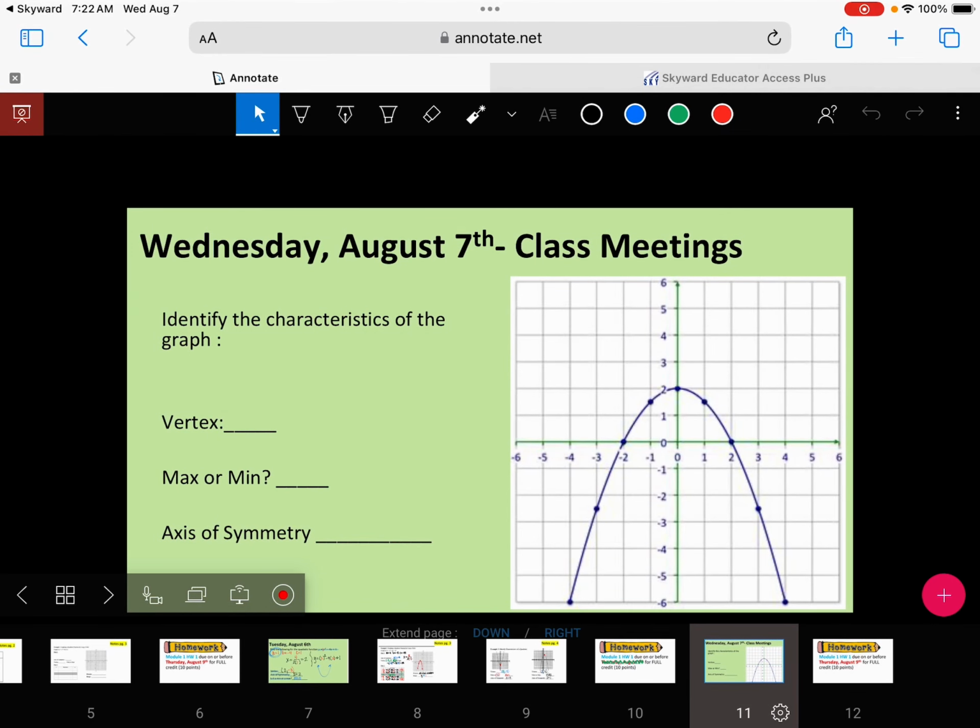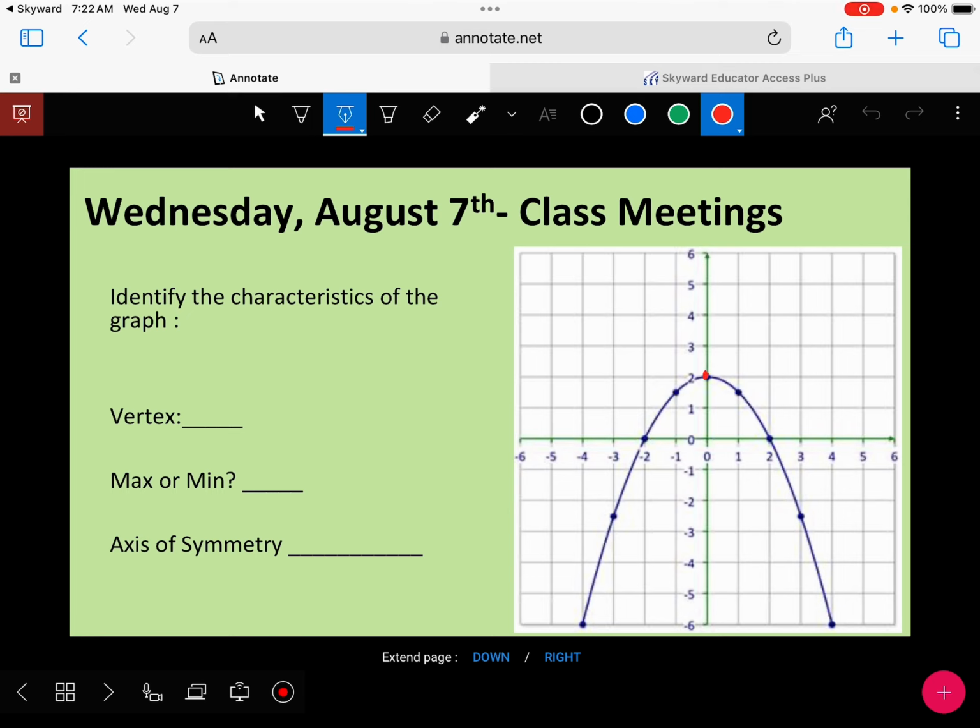All right, what's the ordered pair for the vertex? Anybody want to raise your hand and give me that? Che. 0, 2. Yep, so right here, this is the vertex because it's the highest point. So that would be 0, 2.